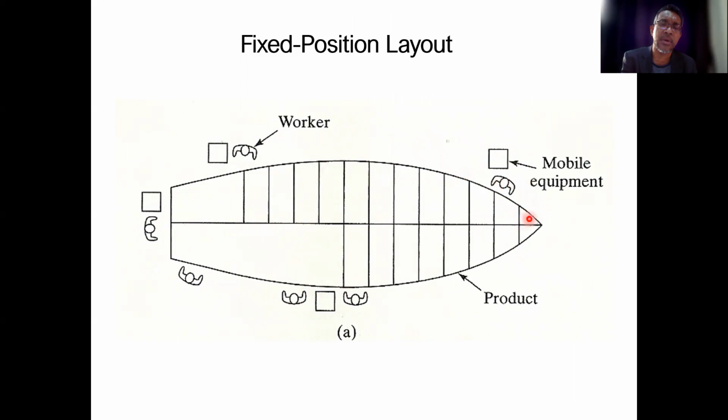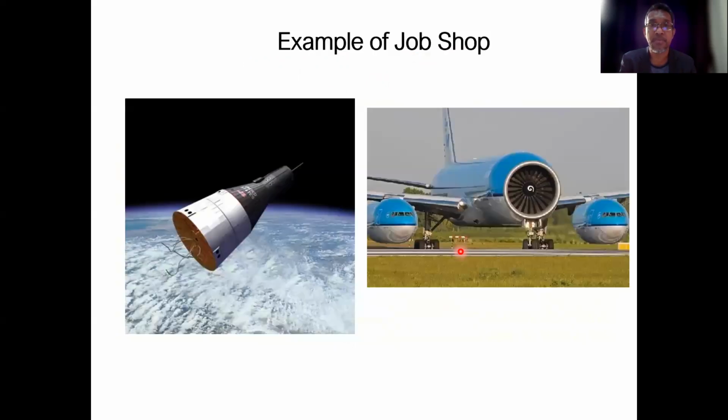They go around the product. The product is fixed at the position. So sometimes they will call it a fixed position layout for this job shop production as well.